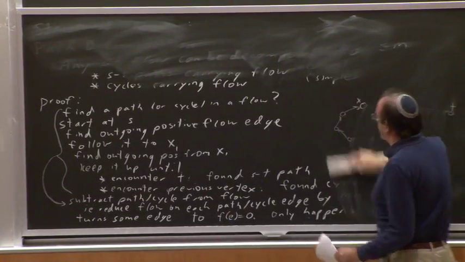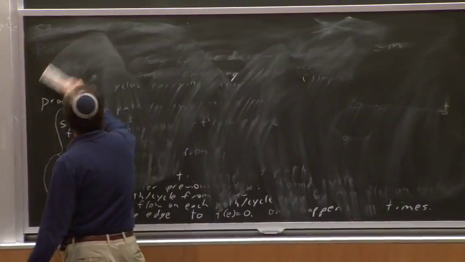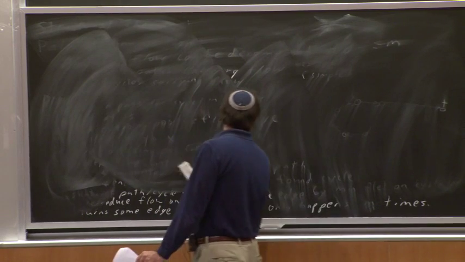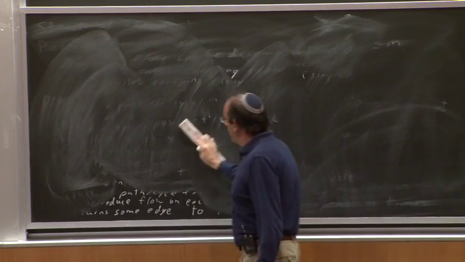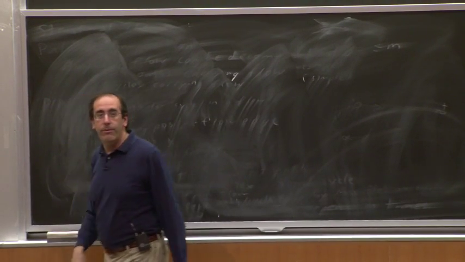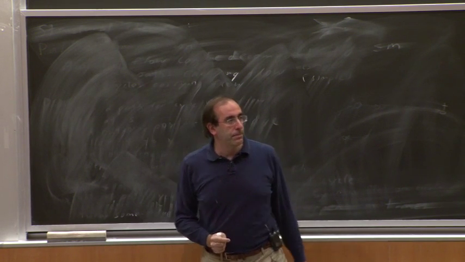Now, what about the converse claim? So what if there is no augmenting path? Can we show that our flow is a maximum flow?